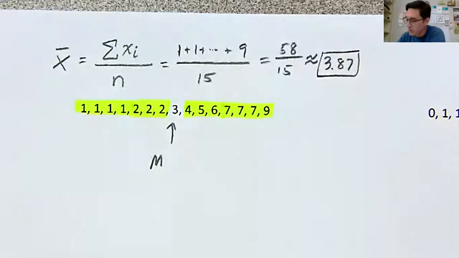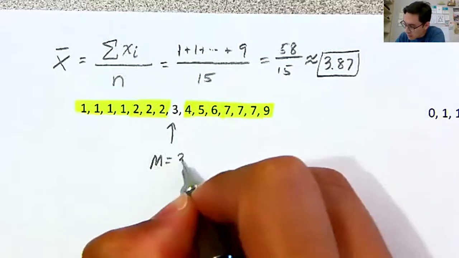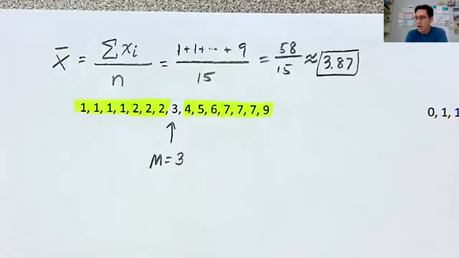We use a capital M for the median. So the median equals 3. So it's literally the value in the middle of a distribution. Of course, the distribution has to be in order first from least to greatest.